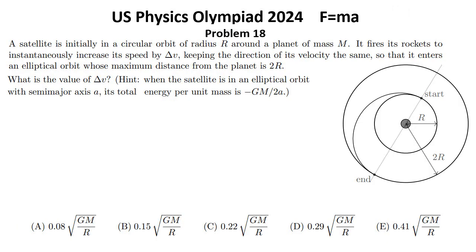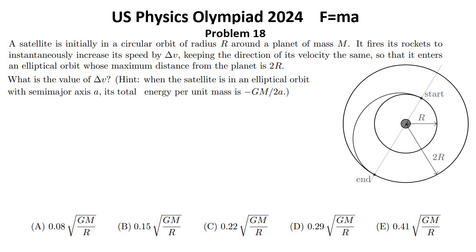Problem number 18. A satellite is initially in a circular orbit of radius r around a planet of mass m. It fires its rockets to instantaneously increase its speed by delta v, keeping the direction of its velocity the same, so that it enters an elliptical orbit whose maximum distance from the planet is 2r. What is the value of delta v?